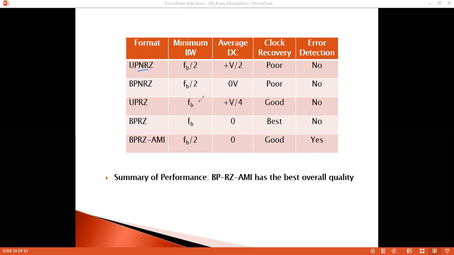So RZ has good synchronization, but the problem is it uses more bandwidth. Overall, bipolar RZ-AMI has the best quality. Synchronization is less than bipolar RZ, but it's still better than NRZ. Bandwidth is similar to NRZ, and it also has error detection capability. I'll show in the subsequent slides how in RZ-AMI we can have this error detection capability.